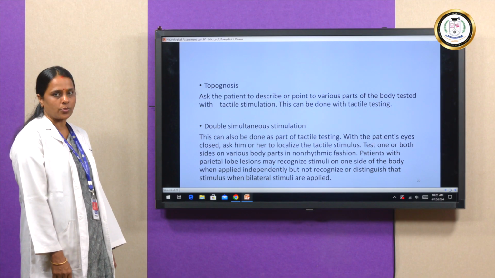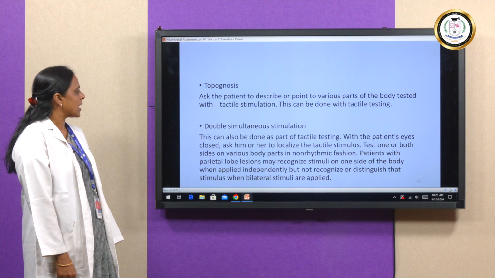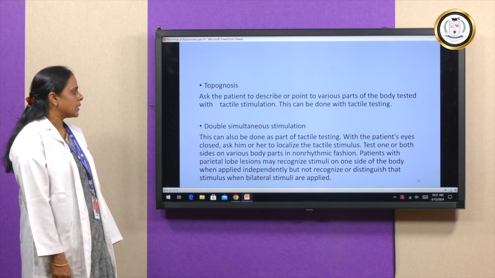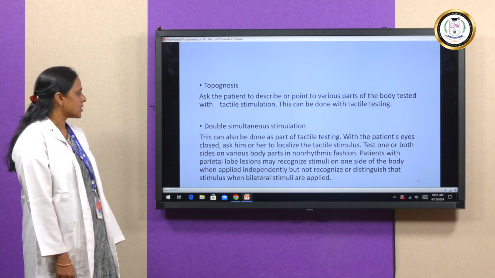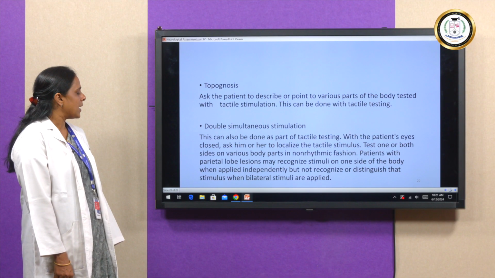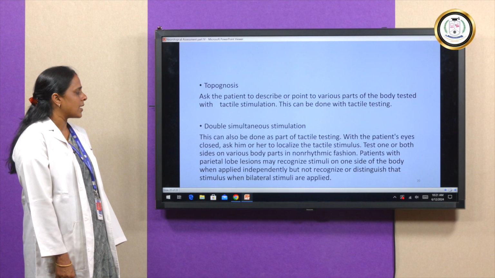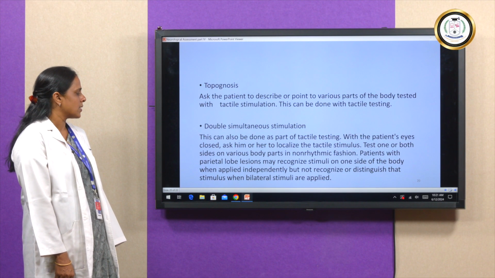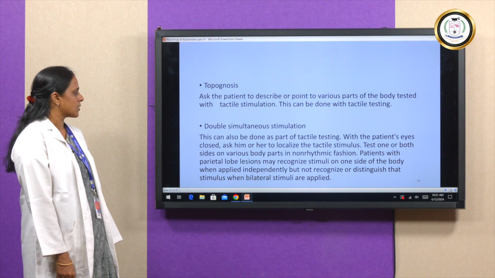Double simultaneous stimulation. This can also be done as part of tactile testing. With the patient's eyes closed, ask him or her to localize the tactile stimulus. Test one or both sides on various parts in a non-rhythmic fashion. Patients with parietal lobe lesions may recognize stimuli only on one side of the body when applied independently, but not recognize or distinguish that stimulus when bilateral stimuli are applied.